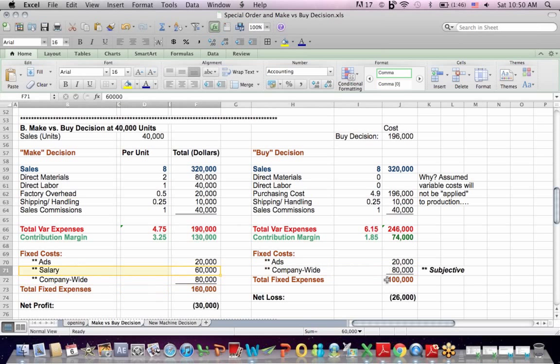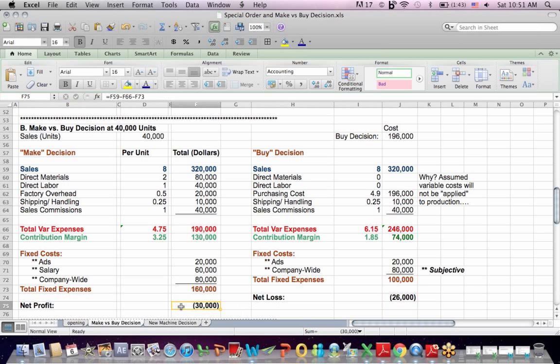But if you look at the bottom line, even though we save $60,000, we still end up with a loss. However, the loss is less at $26,000 than $30,000. Now, obviously, we can't operate at a loss indefinitely. That's not why we're in business.